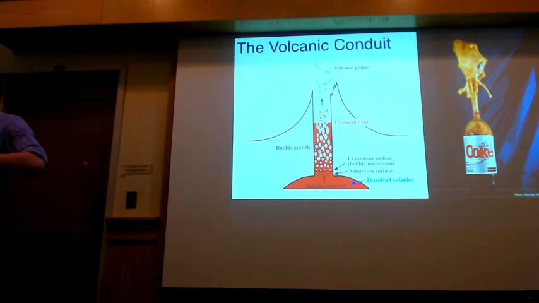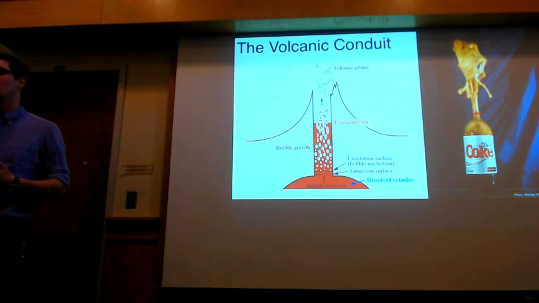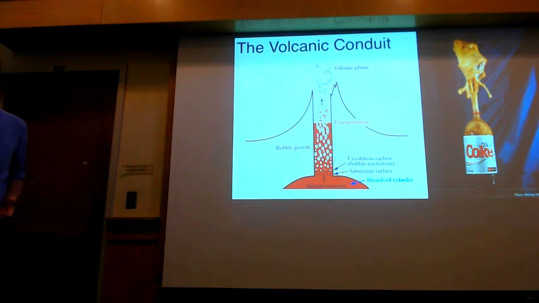You can imagine some other history where the bubbles are able to gently rise out, and then you end up with a fairly peaceful, effusive eruption. So studying how these bubbles can form and evolve is really important for understanding what controls how volcanoes erupt. Let's start to get into the nitty-gritty of it.